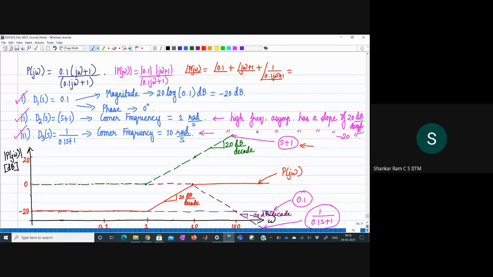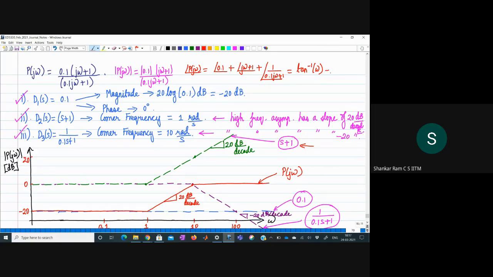So the phase of 0.1 is going to be 0, right? Because it's on the positive real axis, right? So the 0.1 will not contribute any phase. The phase of j omega plus 1 will be tan inverse omega. How do we get this? The phase of a complex variable is going to be tan inverse of imaginary component by real component. The imaginary component of j omega plus 1 is omega, and the real component is 1. So that's why we get the tan inverse omega.